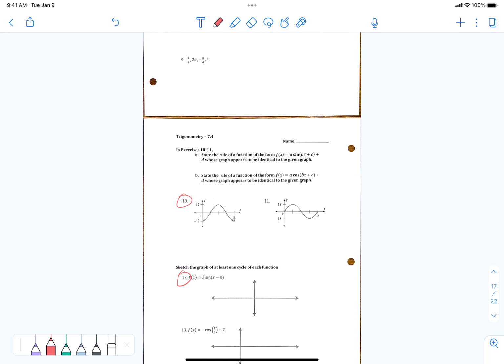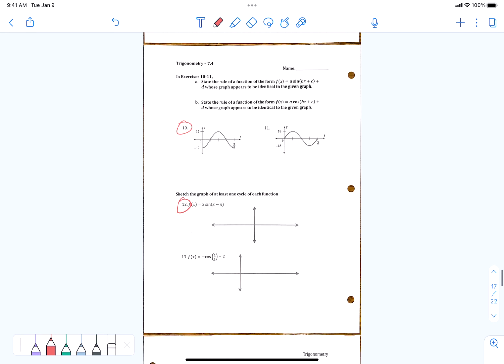How do we do 10 and 12 again? I'm not a dog. I don't know. Look at it. 12 you're graphing. No, 10. I don't know 10.